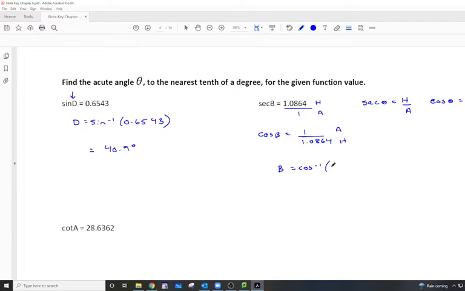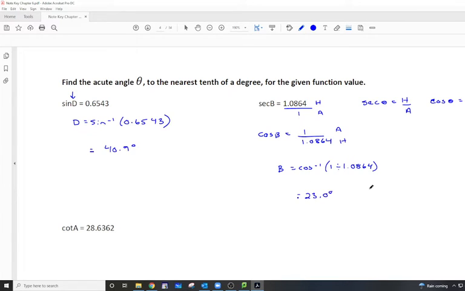The inverse cos of 1 divided by 1.0864. So let's plug that into our calculator. So we get the inverse cos of 1 divided by 1.0864. And that gives me 23.0 degrees.